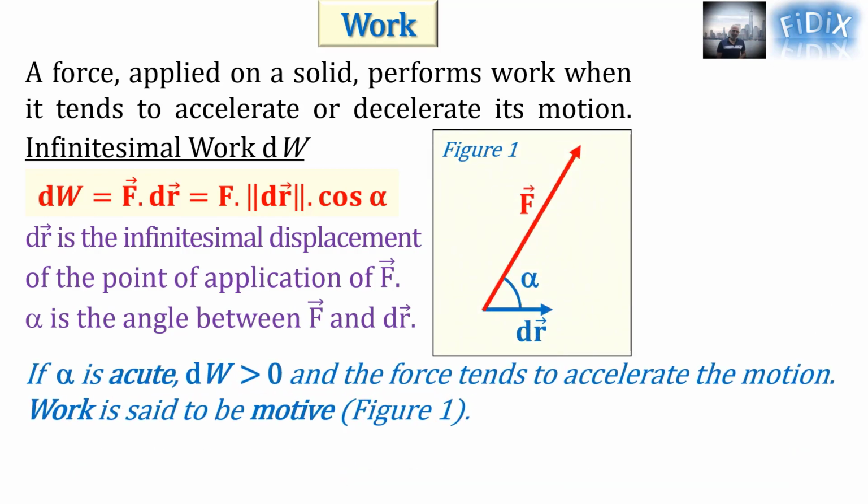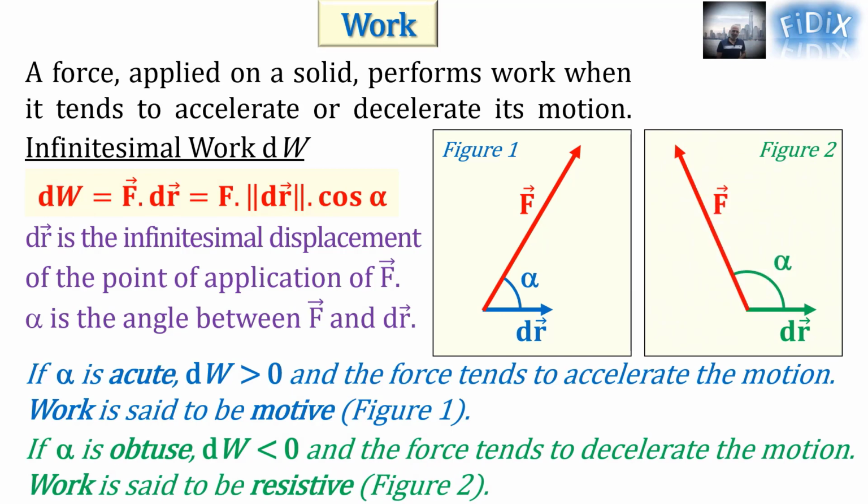If alpha is acute, like in figure 1, dW is greater than 0 and the force tends to accelerate the motion. In this case, the work is said to be motive. If alpha is obtuse, like in figure 2, dW is less than 0 and the force tends to decelerate the motion. In this case, the work is said to be resistive.